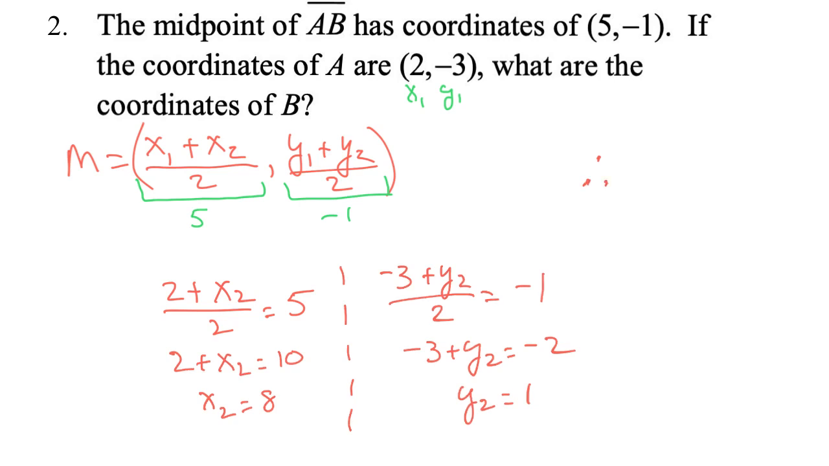Therefore, this is the notation for therefore, in case anybody is not aware: three little dots in the shape of a triangle means therefore. We have that B is equal to the point (8, 1).